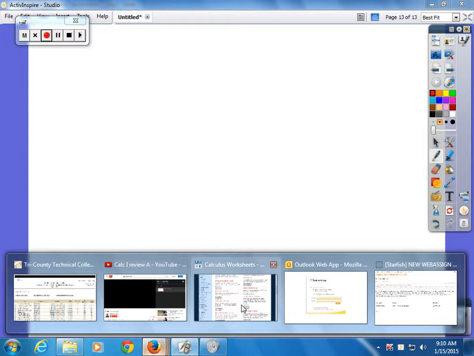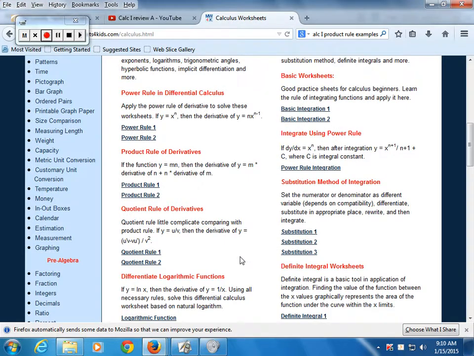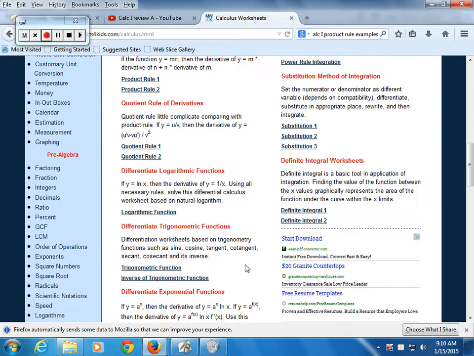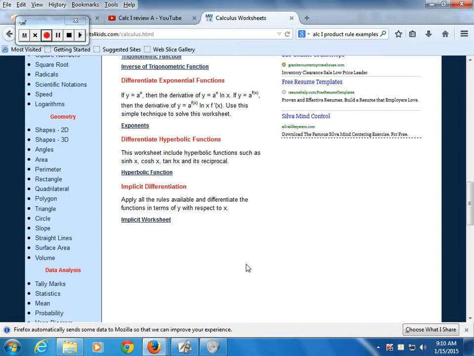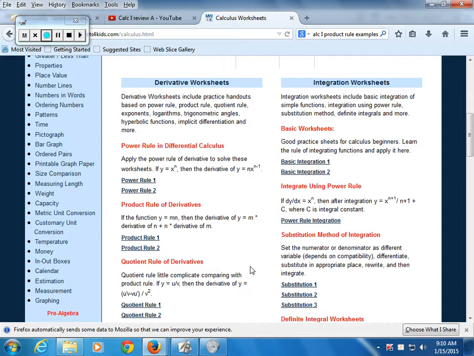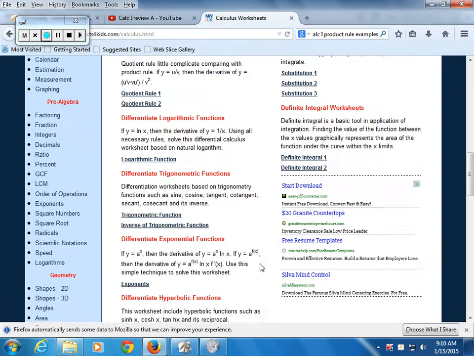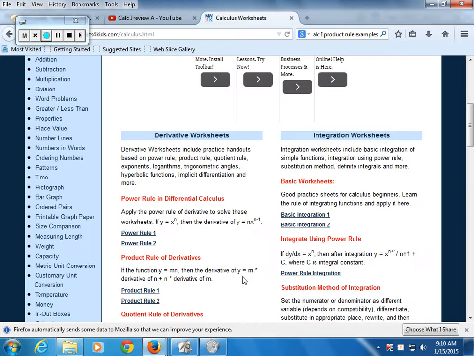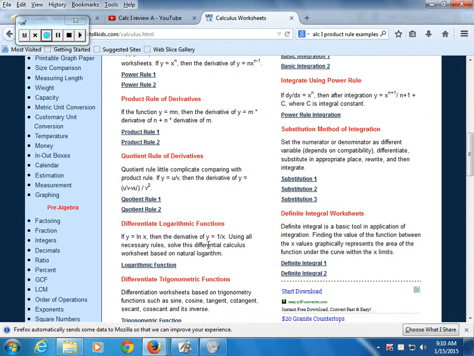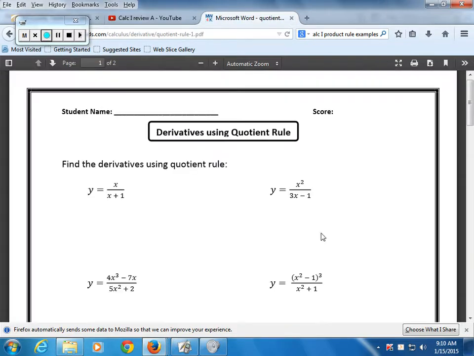Let's go back to the worksheet. I wish they did have some on chain rule. I don't know why they don't have it. I guess you're just supposed to know it. That's a good Calc 1 review sheet. That's a pretty good review sheet right here, because that's what I'm doing, except they don't have a chain rule on here. All right, let me see if I can find one.